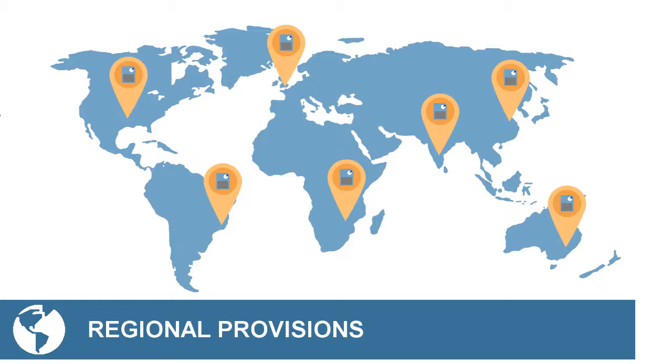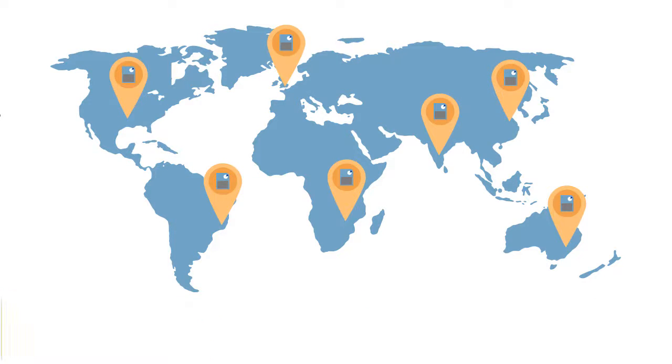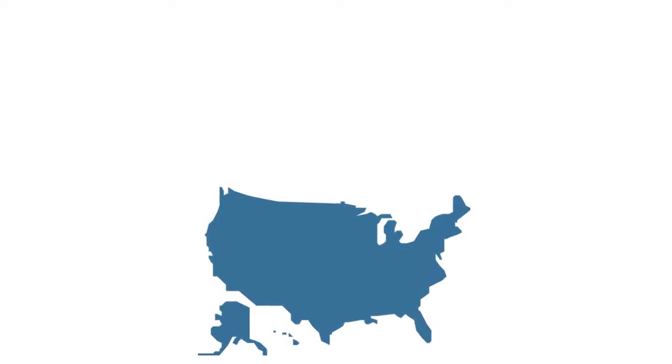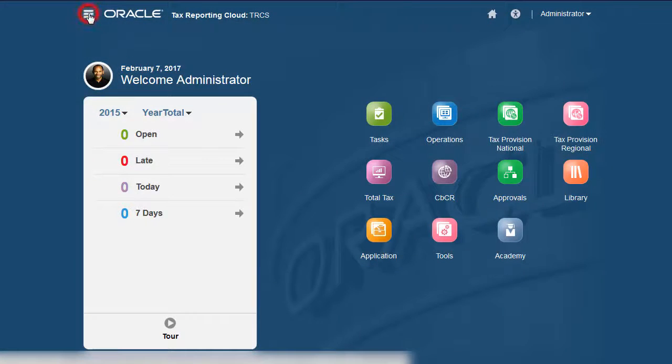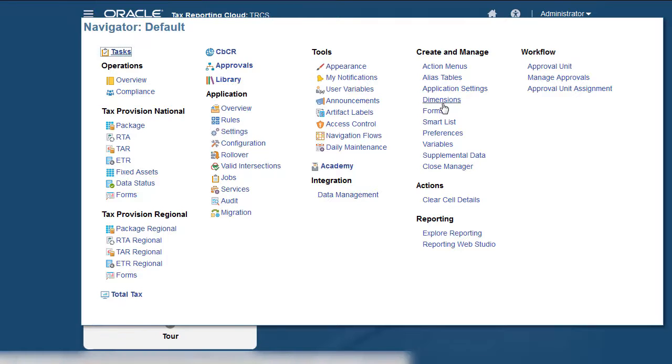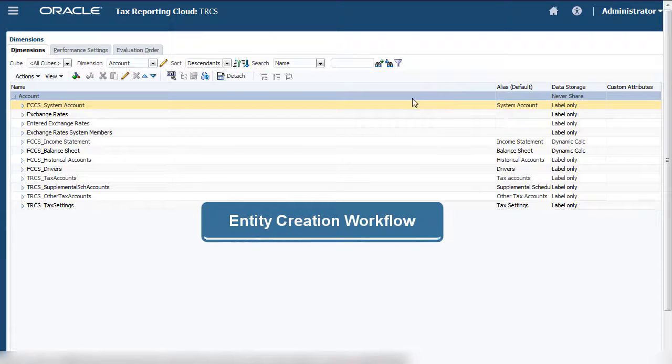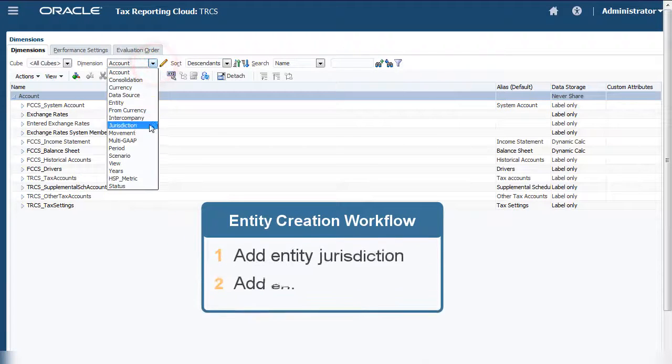Regional tax provisions can be calculated individually or in total by legal entity. In this example, my business is expanding to Canada, so I'll add Canada as a national and Ontario as a regional jurisdiction. Next, I'll create a Canadian legal entity. In the Dimension Editor, I'll first add the jurisdictions, then the currency and entity.